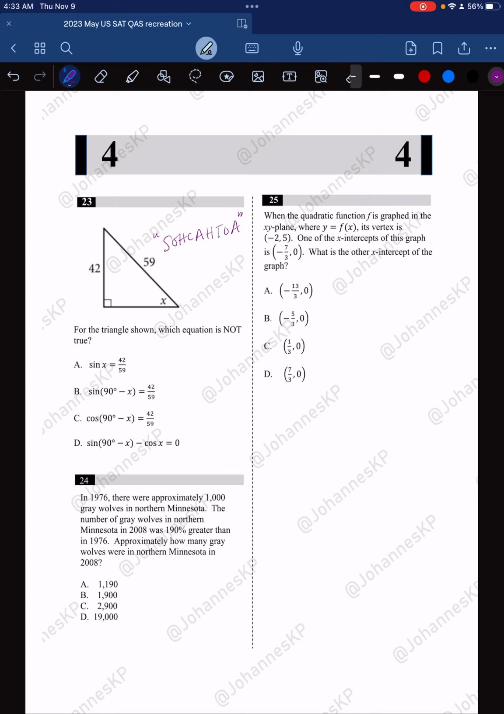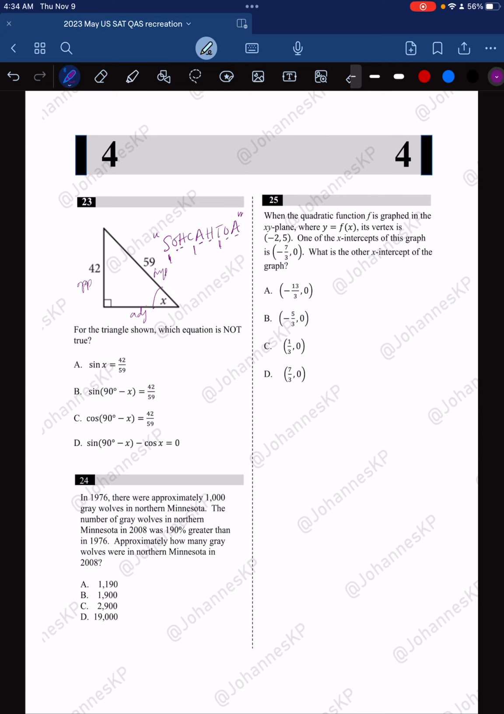All right, so we have SOHCAHTOA, which means sine is opposite over hypotenuse, cos is adjacent over hypotenuse, tan is opposite over adjacent. So this is x here. The side opposite x is 42. This is the opposite. This is the hypotenuse. Then this is the adjacent. So knowing this will help us solve the question.